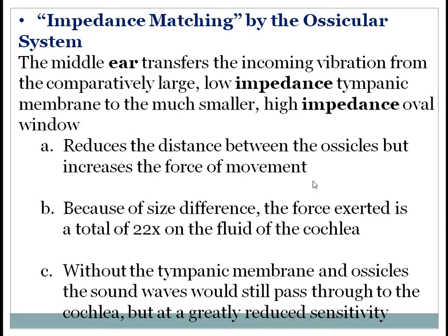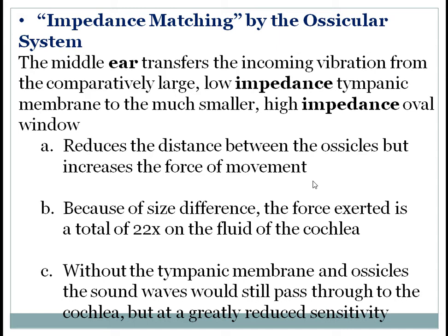Because of the impedance matching, the ossicles reduce the distance of movement but increase the force of movement. Because of the size difference, the force exerted is a total of 22x on the fluid of the cochlea. Without the tympanic membrane and ossicles, the sound waves would still pass through to the cochlea but at a greatly reduced sensitivity. This is the very important point.